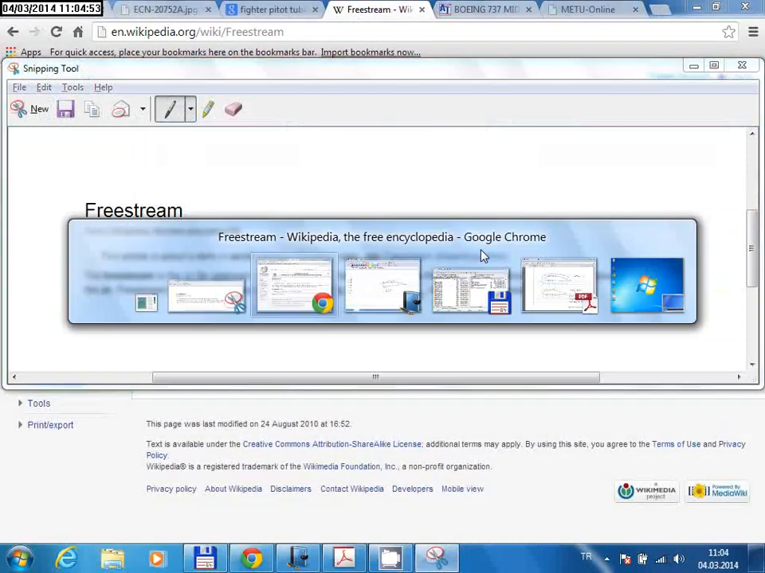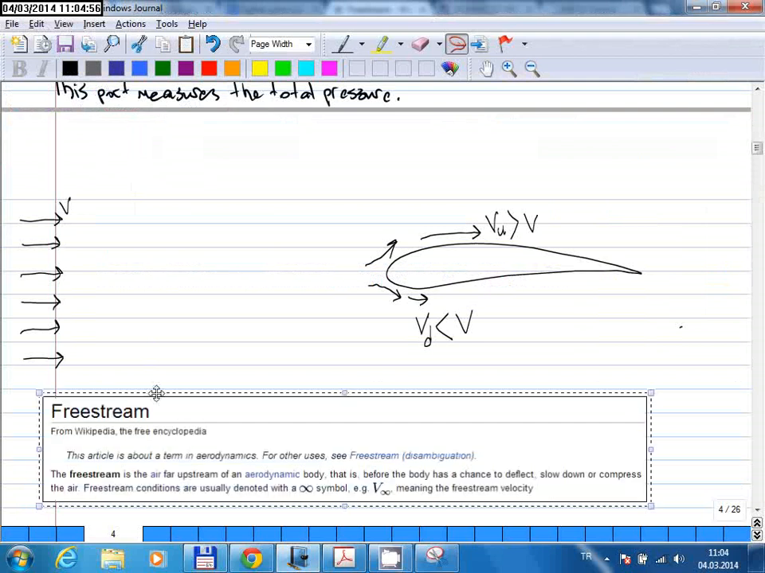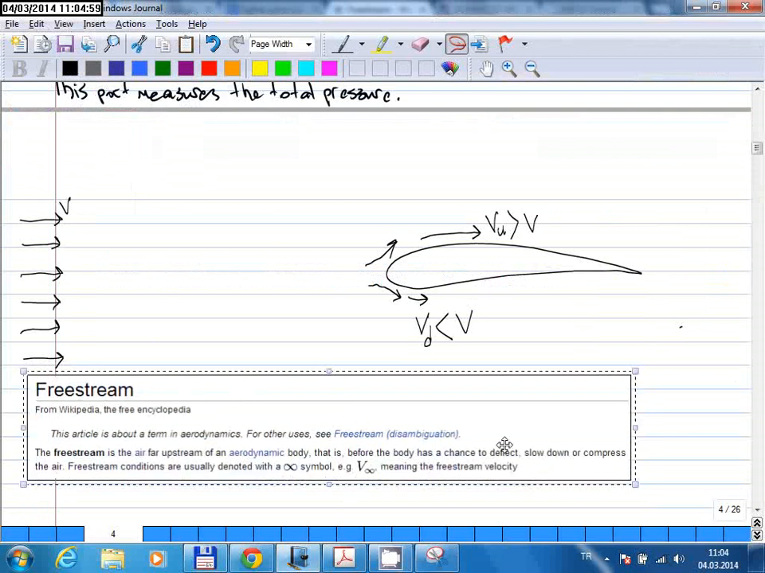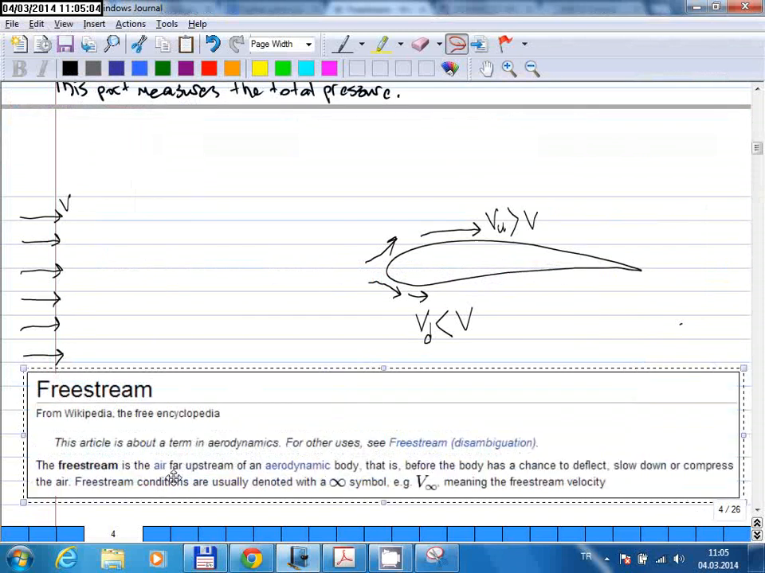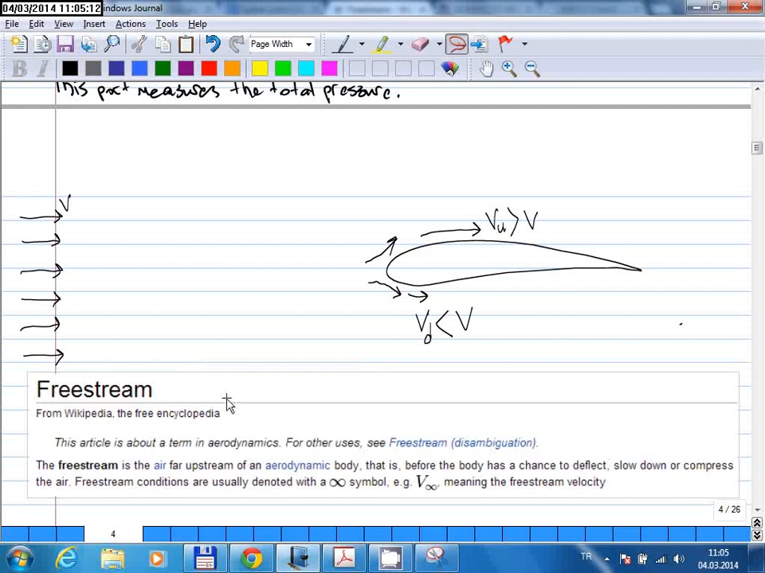Okay, so let me cut this definition and paste it here. The free stream is the air far upstream of an aerodynamic body before the body has a chance to deflect, slow down, or compress the air. And because of that, the free stream velocity is denoted with a subscript of infinity. So we call this V infinity. That means the speed of the flow that is sufficiently far away from your aircraft. So this is what you want to measure, right? You want to measure the speed here.